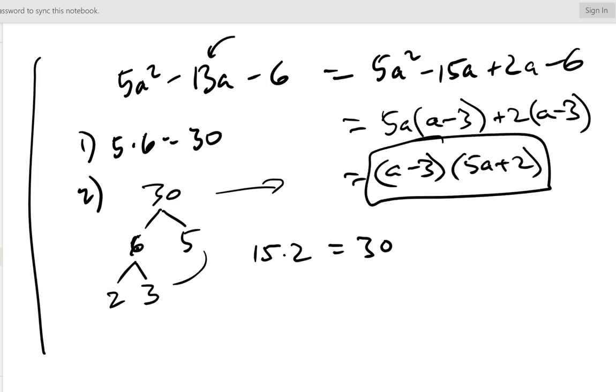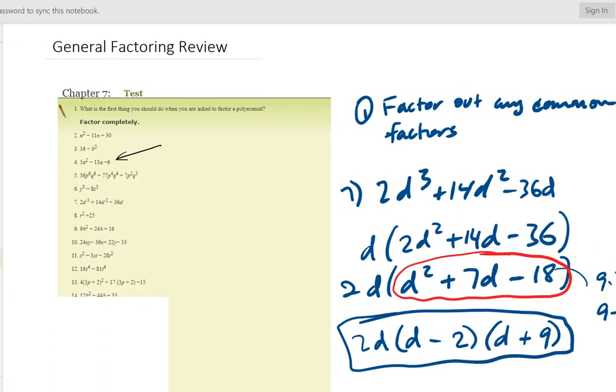There's a trial and error method also that you can do. I'll go over that in another video if you want. So what have we done so far?